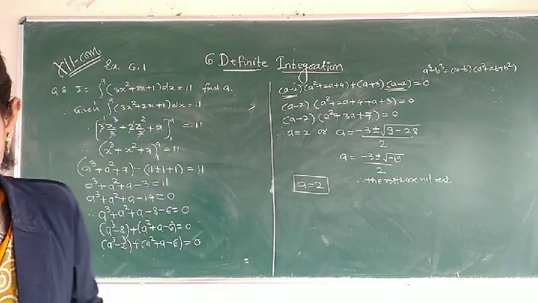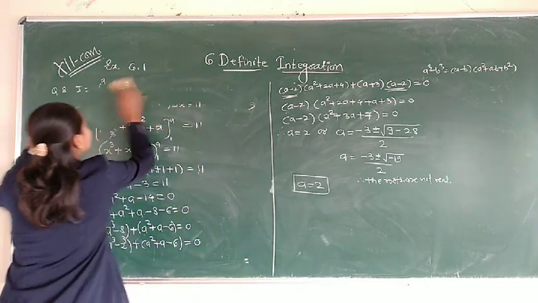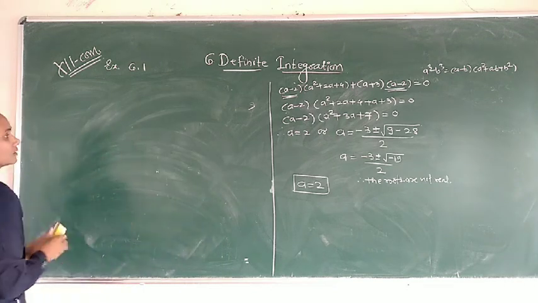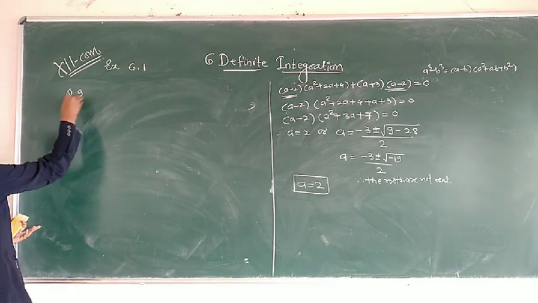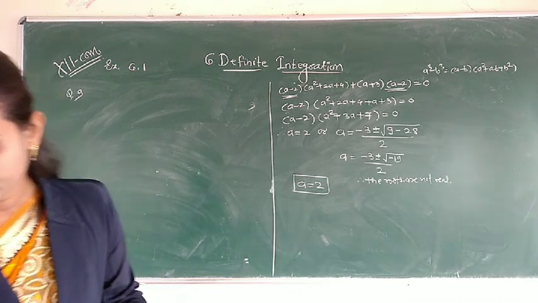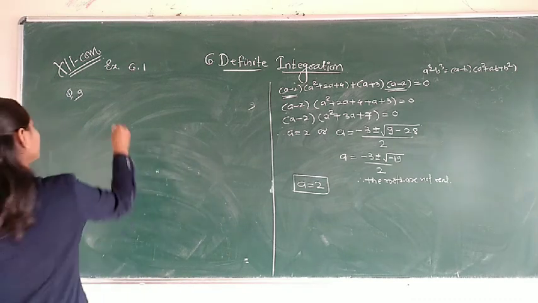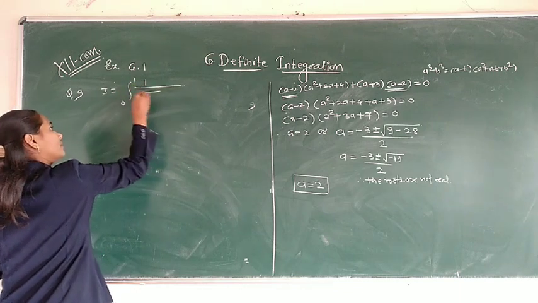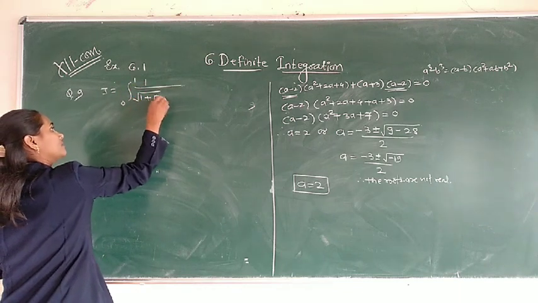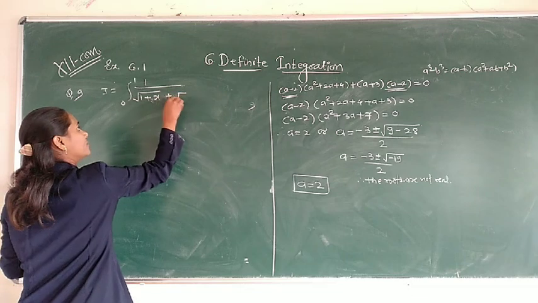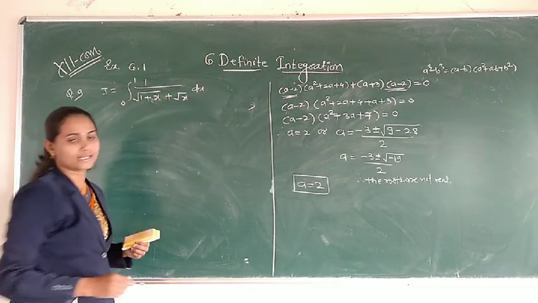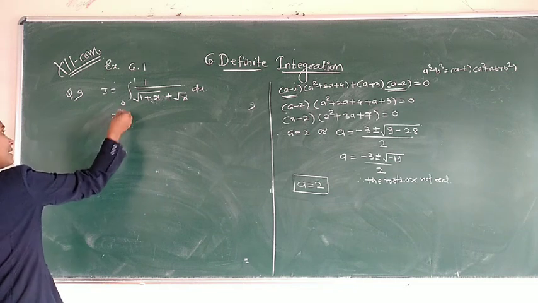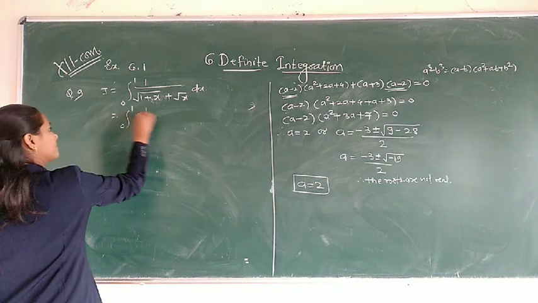Now see the next question, question number 9. What is question number 9 here? Integration 0 to 1 of 1 upon 1 plus x plus root x into dx, root 1 plus x upon root x. So again by rationalization we solve this function first.